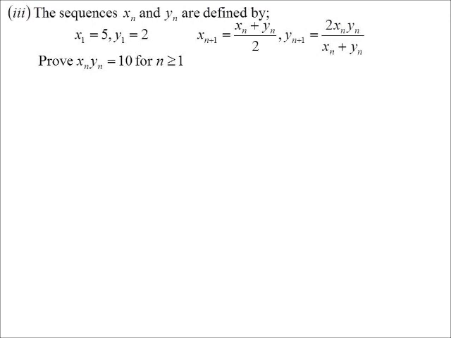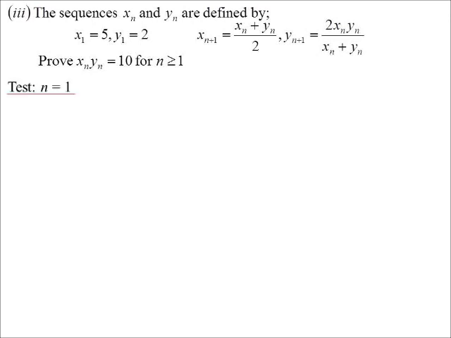in the X pattern is I get the first one in the X and the first one in the Y divided by 2. To get the next number in the Y pattern is I double the product of the ones before and divide it by, and so on. So we want to prove that x_n times y_n will always equal 10.